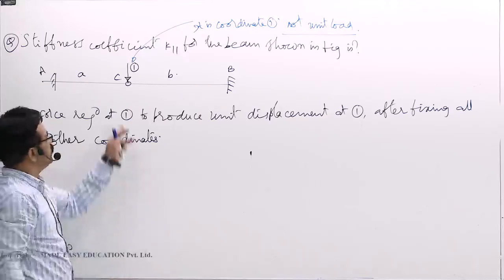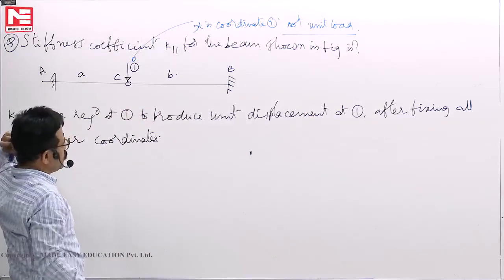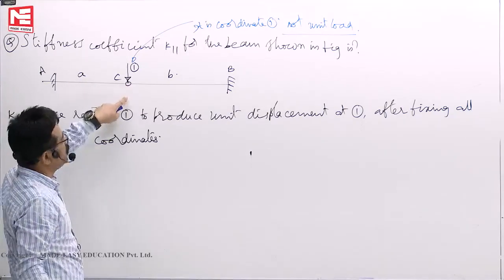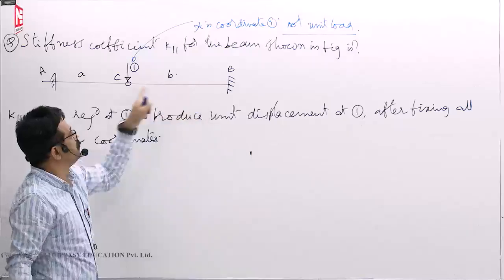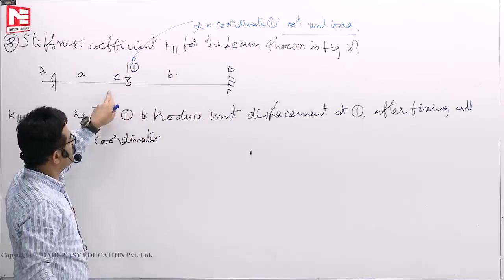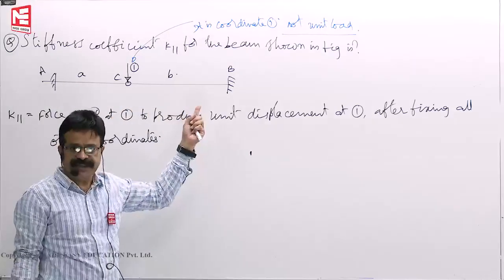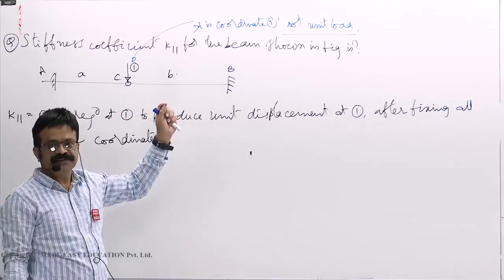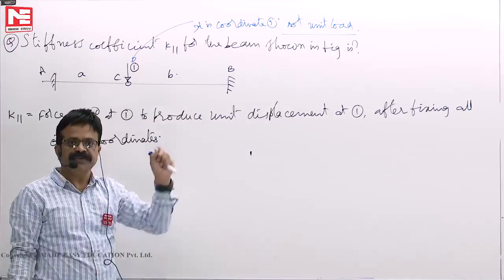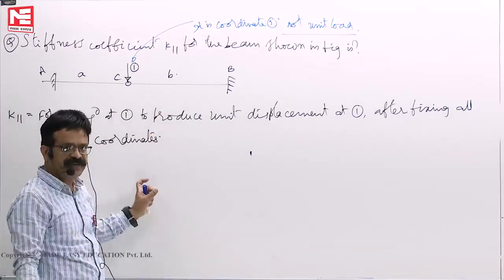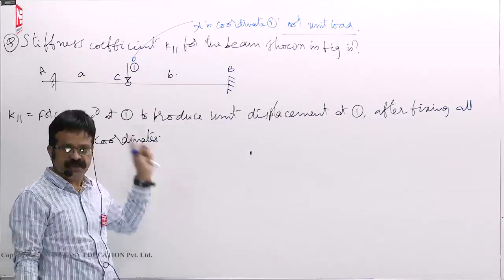In this case, he didn't give coordinate number 2, 3 for the slopes. Actually, for this problem, the AC member can deflect and rotate, and independent of that BC also can rotate. Two rotations are there, one deflection is there. But for rotations, he didn't give any coordinate numbers, 2, 3 like that. So, we should not fix those displacements. You have to fix only the coordinates that they have given. With respect to those coordinates only, you have to find the stiffness coefficients.